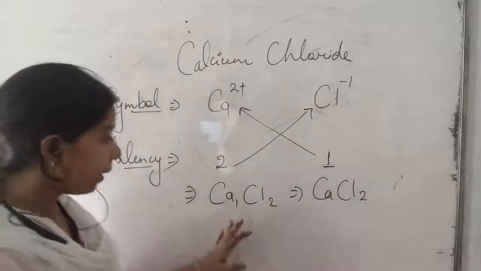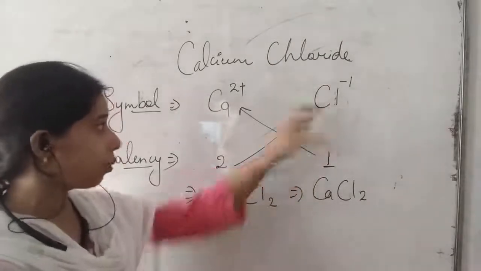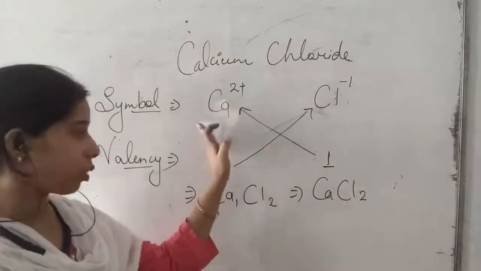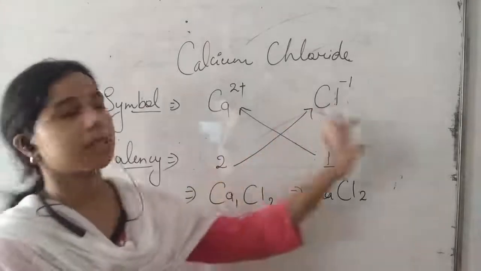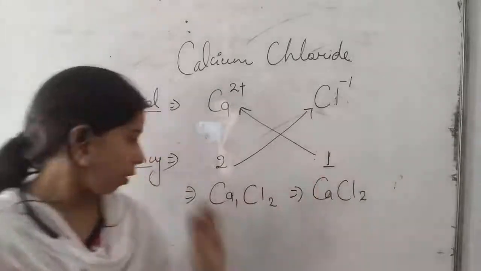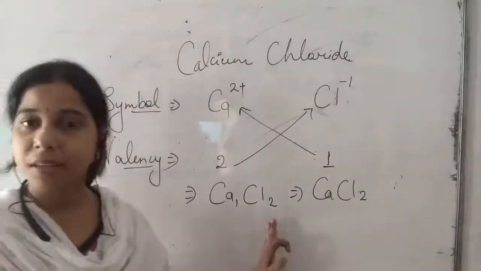Okay, so we will write the valency of the chlorine as a subscript of the first one, that is of the calcium, and the valency of the calcium as a subscript of the chlorine. Okay, so it will become Ca1 and Cl2.